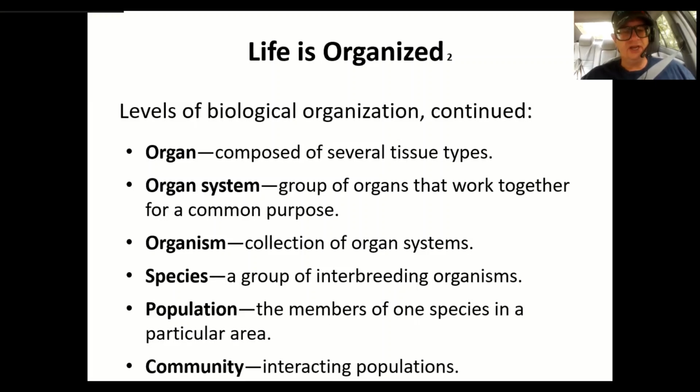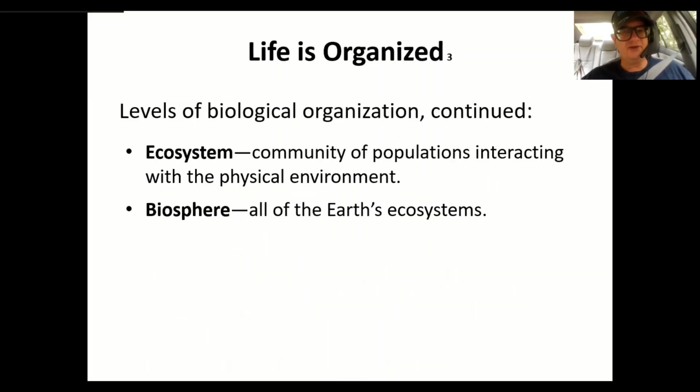A population, the members of one species in a particular area, yes. Now, an ecosystem, all the community of populations interacting with the physical environment. What I mean by that is an ecosystem isn't just the stuff that's alive. So it's not like just the trees. It's the dirt the trees grow in and the water the trees use to grow and the water that the animals that eat the trees need to drink. All those things, the living and the non-living together. That's what makes an ecosystem.